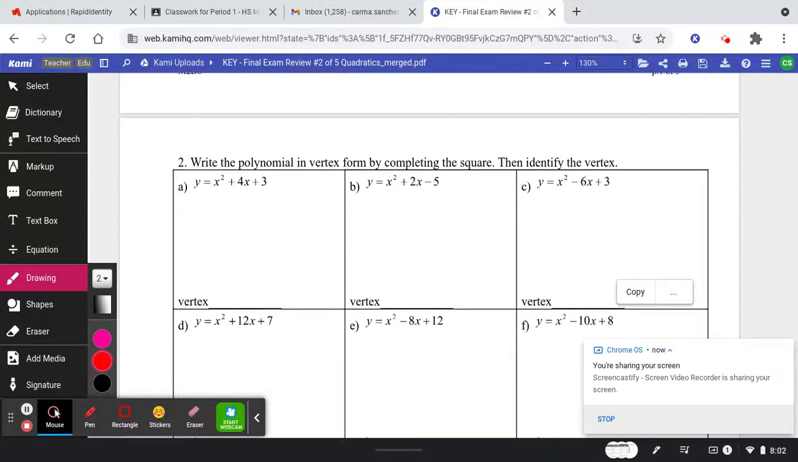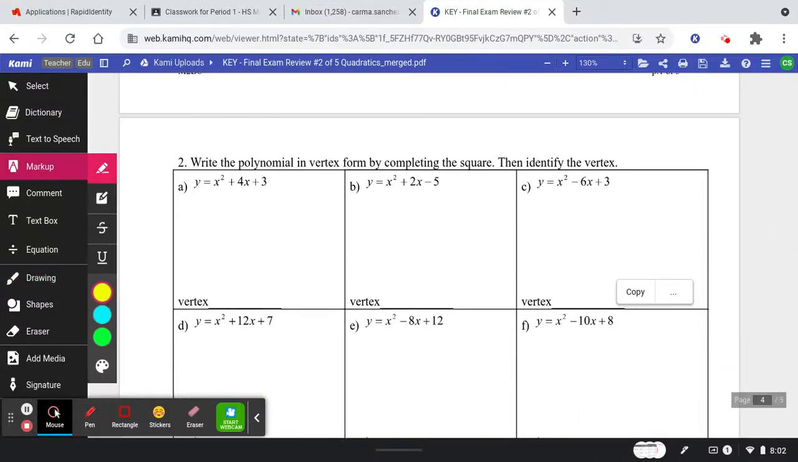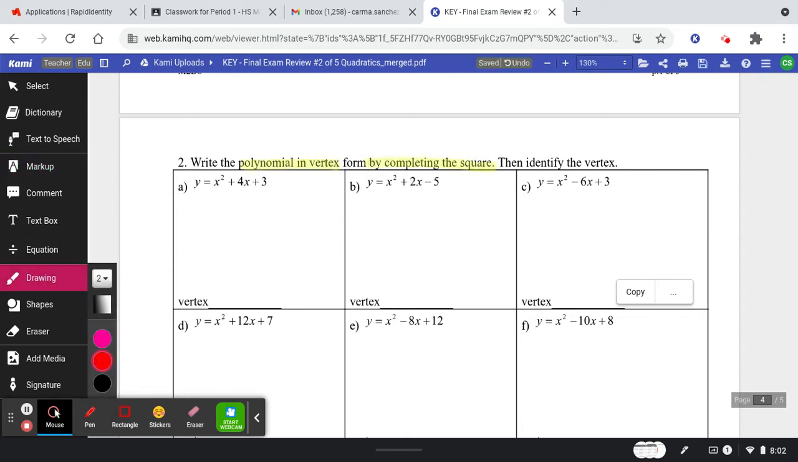Okay, we're now on page 4 of the review, and we're going to be writing these polynomials in vertex form by completing the square. And then identify the vertex. So in class, in person, if you were with me, we wrote down some steps.